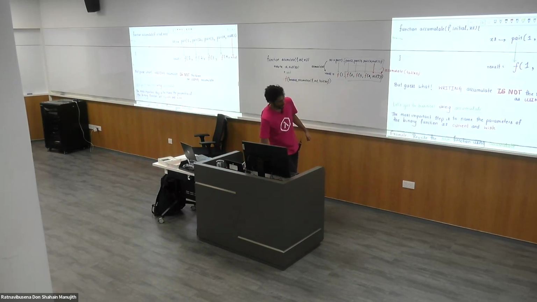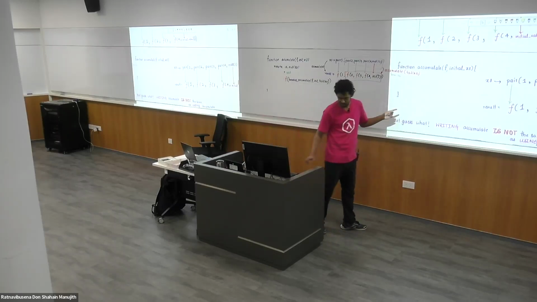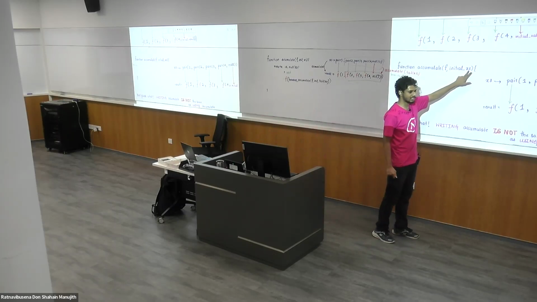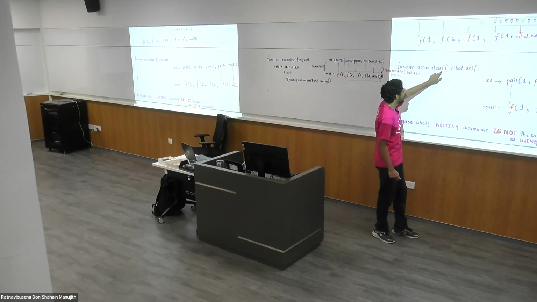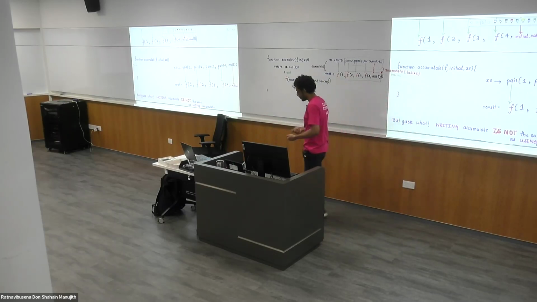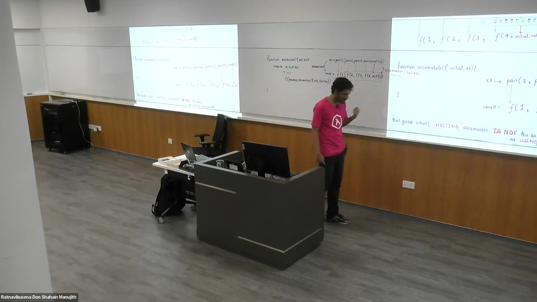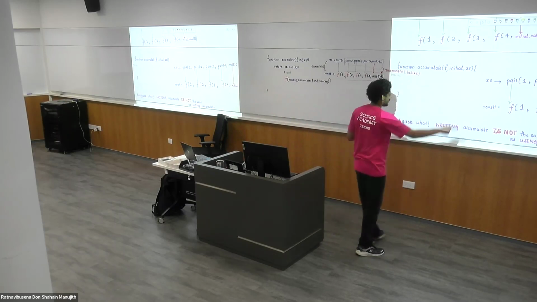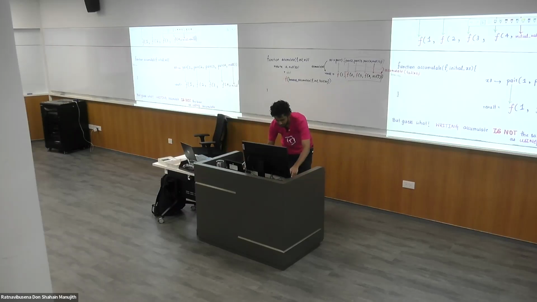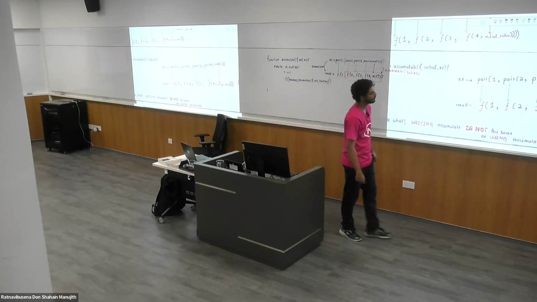So again, accumulate requires f, init, and xs. xs is pretty easy because you just need to pass in the list. Init, you figure out later. But this f, how many arguments does this function called f take? Two. So how many arguments does this function called f take?